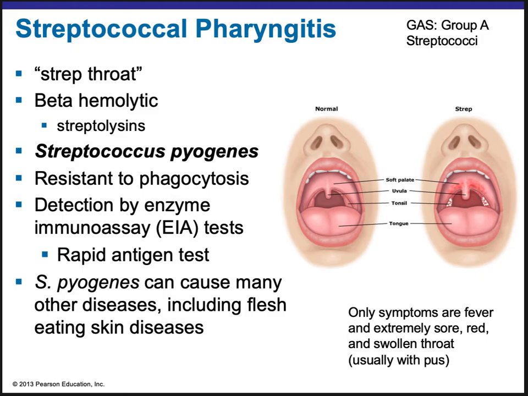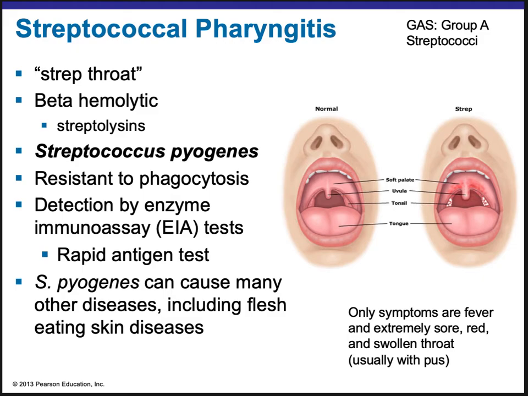You need to culture it and confirm that it is Streptococcus pyogenes, but you also need to confirm that the antibiotics will work. So we do have antibiotic resistance issues with this as well. So we have to always confirm antibiotic sensitivity. Okay, so Streptococcus pyogenes can cause a range of other diseases.